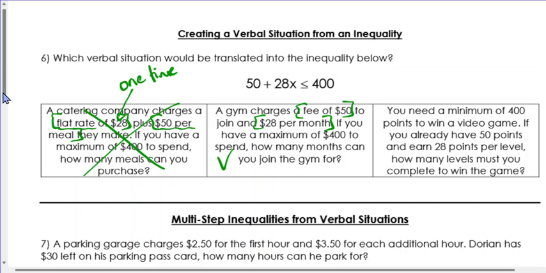If you need a minimum of 400 points to win a video game, actually there I'm done reading also. I could read the rest of it, but if I need a minimum of 400, that means I need more than 400 points. It's going to be something that's bigger than 400. So that one's out too. It's got to be that middle one.